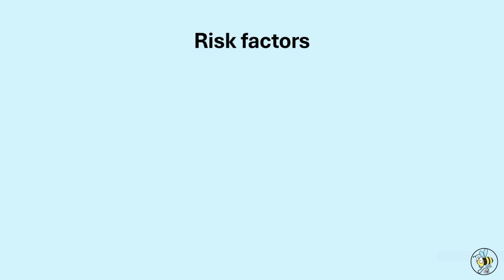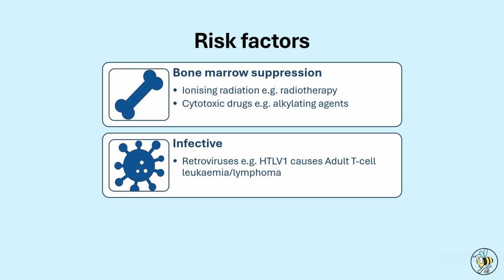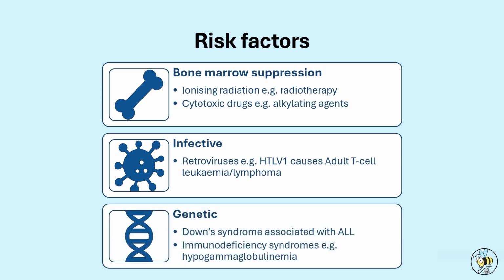So what can increase one's risk of leukemia? The underlying pathology of cancer is uncontrolled rapid production of cells due to mutations caused by either direct insult to the DNA or from poor DNA repair mechanisms. The first is bone marrow suppression, which can be caused by ionizing radiation such as radiotherapy or chemotherapy drugs such as alkylating agents. Infective causes is predominantly from human T lymphotropic virus, HTLV for short, and finally genetic risk factors include Down syndrome, which is associated with acute lymphoblastic leukemia, and immunodeficiency syndromes such as hypogammaglobulinemia.